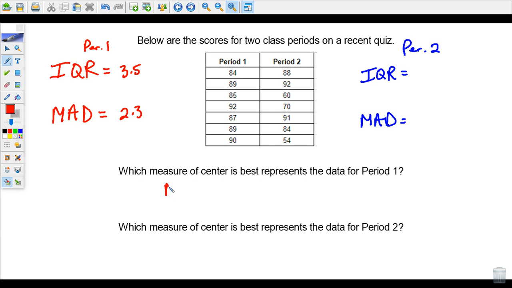So I'm just going to write so you can see it. We would use the mean, but the justification is based on low numbers for the IQR and the MAD, which means the data is consistent, it's close together.